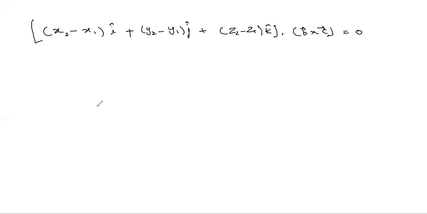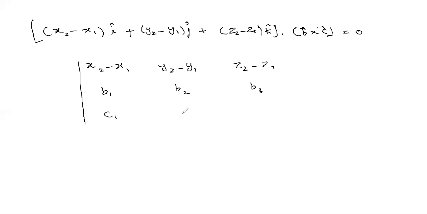The dot product may be found by the expansion of the determinant, whose first row is x2 minus x1, y2 minus y1 and z2 minus z1. The second row is given by the vector B, which is b1, b2 and b3, while the third row is given by vector C, which makes it c1, c2 and c3. This determinant on expansion must give us 0. If this condition is met, then the two lines are coplanar, otherwise the two lines cannot be coplanar.